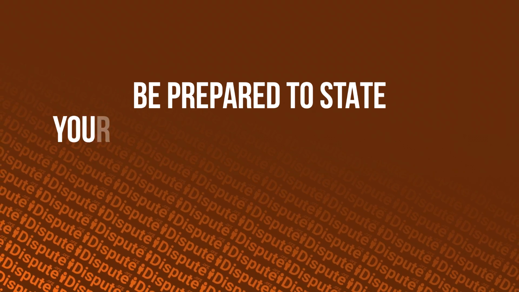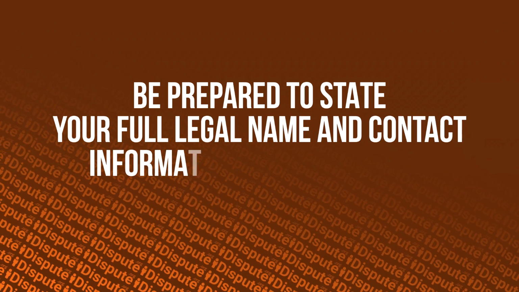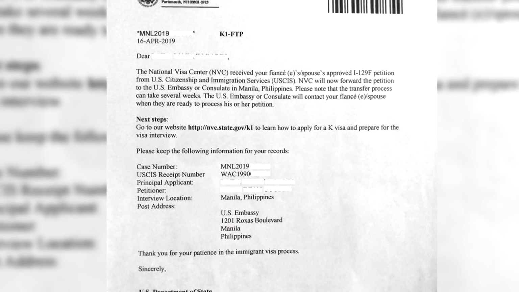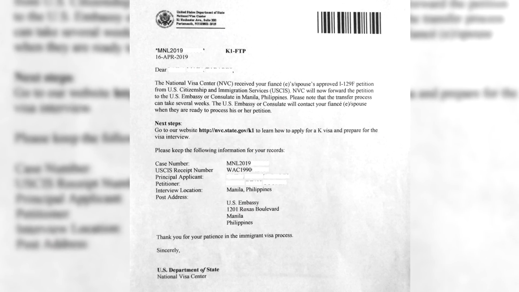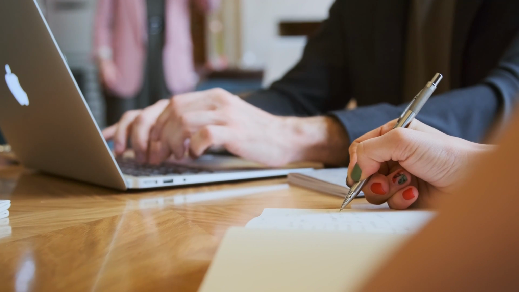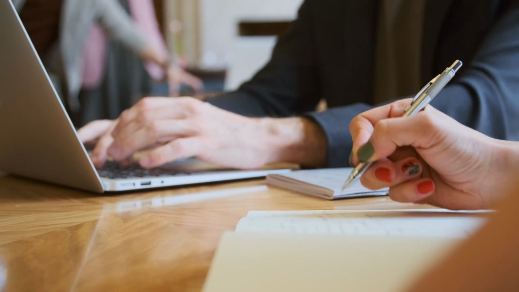Be prepared to state your full legal name and contact information, including your address and phone number. You must also identify the judge's name and the court over which that judge presides. If you were a party in the case during which the alleged misconduct occurred, you should list the title of that case and be able to provide the case number. You can find it in the caption, which appears on the top of the first page of any document filed in the case.